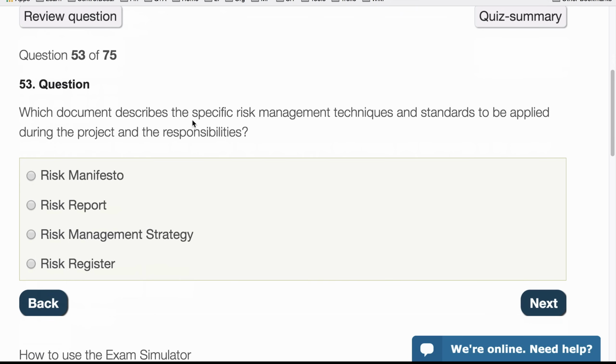Which document describes the specific risk management techniques and standards to be applied during the project and its responsibilities? Well, immediately I'm thinking of a strategy document. So, a how-to for risk management during your project. And that's what we have here. We have the risk management strategy document, and these are put together in the planning phase of the project.